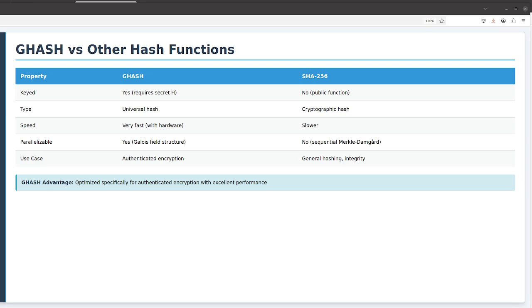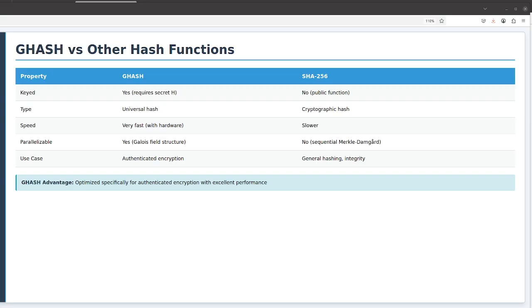Fourth, GHASH has a special algebraic structure based on Galois field arithmetic. This structure enables parallelization and incremental computation in ways that SHA-256 cannot match. You can process multiple GHASH blocks in parallel on different CPU cores, while SHA-256's Merkle-Damgård structure is inherently sequential.